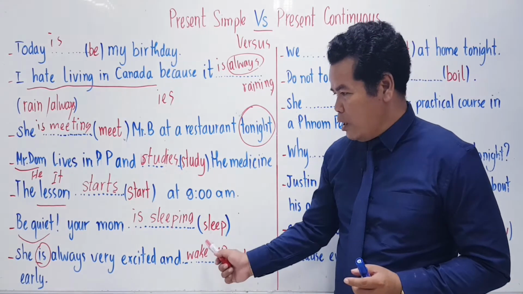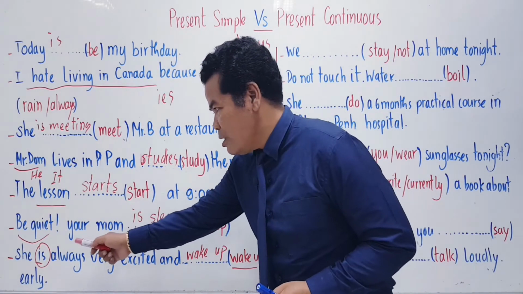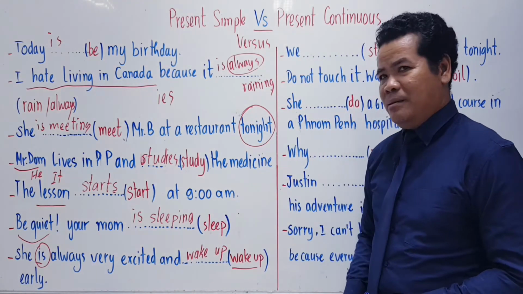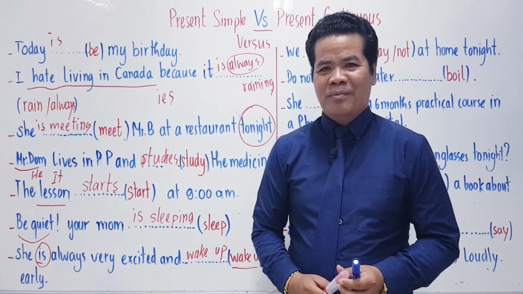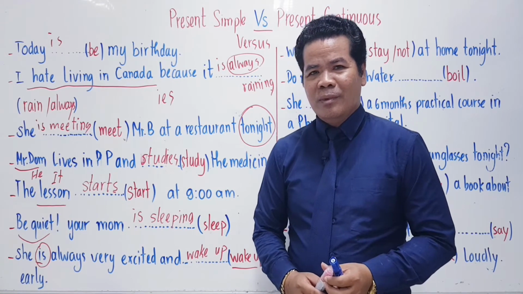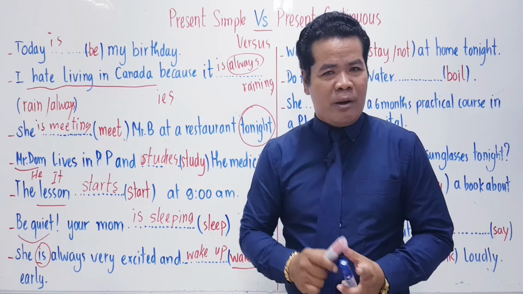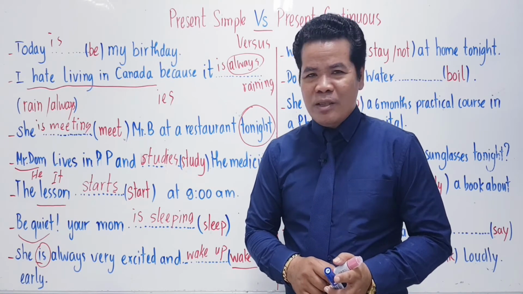So in this way, you can say like that. You say, "She is always very excited and wake up early." They can understand. Okay? They can understand. It is not wrong when you listen. But if you talk about the grammar, the tense, it is not the right one.